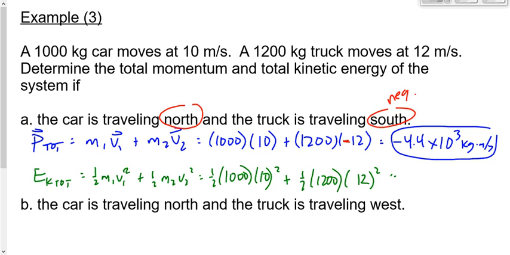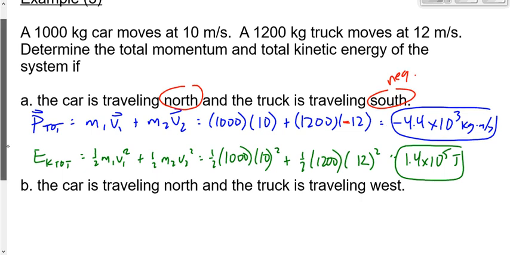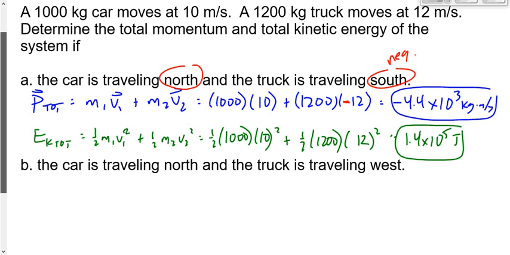I'm going to drop that negative there. And when I do that, I end up getting a kinetic energy of 1.4 times 10 to the 5 joules. Does that make sense? Difference between kinetic energy and momentum. Difference between a vector and a scalar. Let's move on to B.